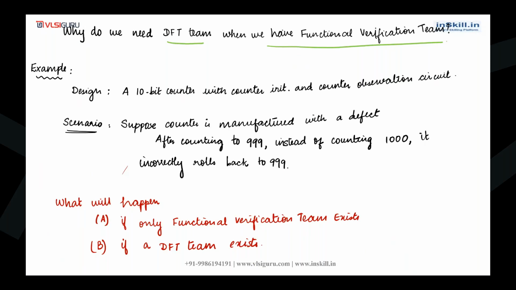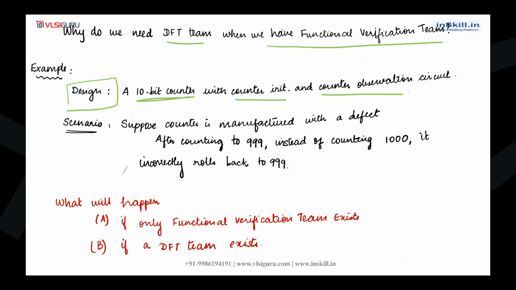Let's try to understand this point with the help of an example. Consider that in your design you have a 10-bit counter with a counter initialization and a counter observation circuit.